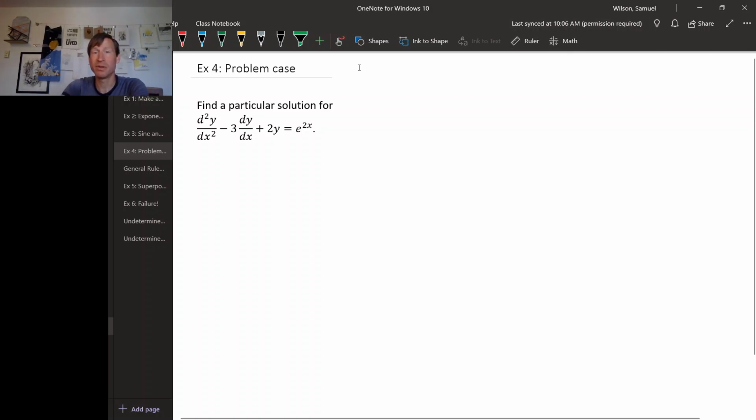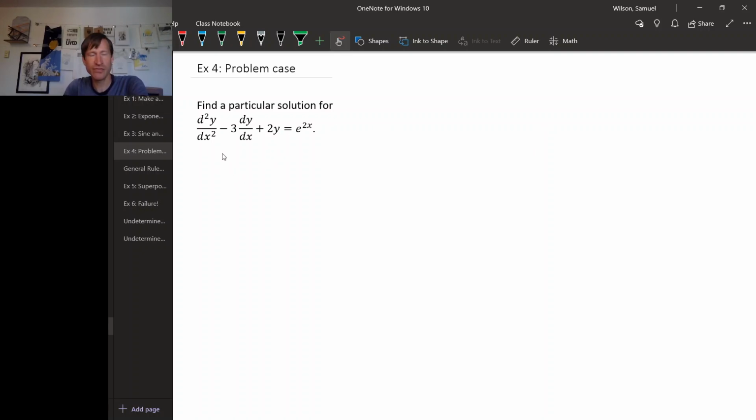Let's do one more example of finding a particular solution using undetermined coefficients. You can tell from the title of this slide that something is probably going to go a little wonky, so we're going to have to be especially thorough when we do this. So let's find a particular solution for this one, y double prime minus 3y prime plus 2y equals e to the 2x. So let's make a guess for our particular solution.